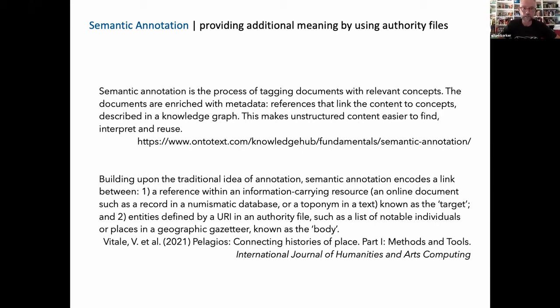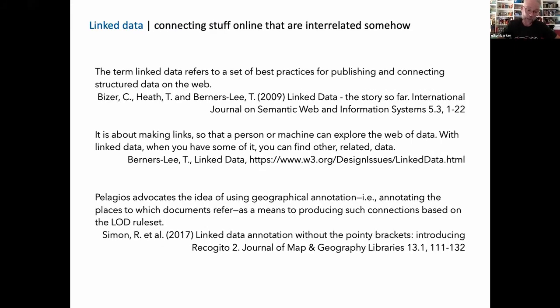The term linked data, and who better to turn to than Tim Berners-Lee, is about making links so that a person or machine can explore the web of data. With linked data, when you have some of it, you can find other related data, stuff that you haven't produced yourself and you haven't produced the links for. Important here is the idea of structured data, which in turn, I think, relates to a set of best practices, that social dimension again. And this is where semantic annotation comes in.